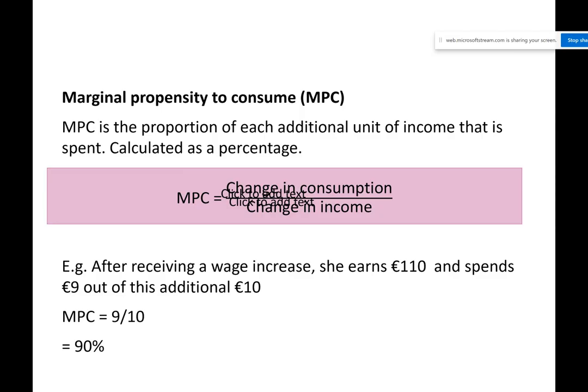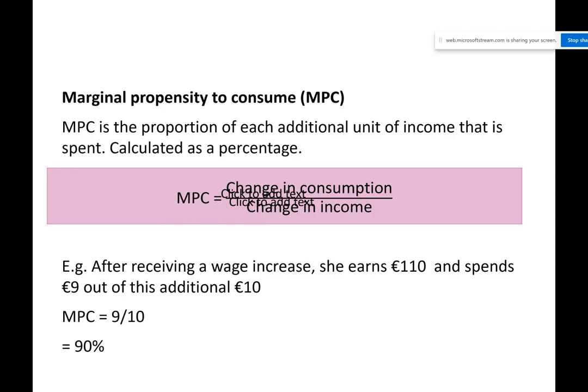It's very rare that you're going to have to calculate this. So you just need to understand this thing called MPC. And MPC is quite similar to APC. It's just looking at if you receive more money, how much of that are you spending? If you receive an increase, if you receive additional income, how much are you spending?